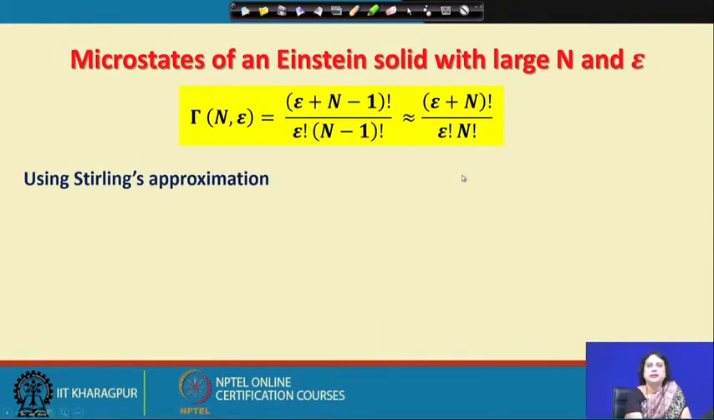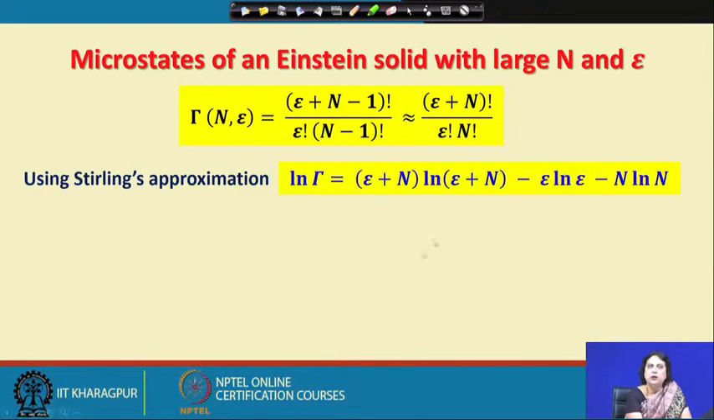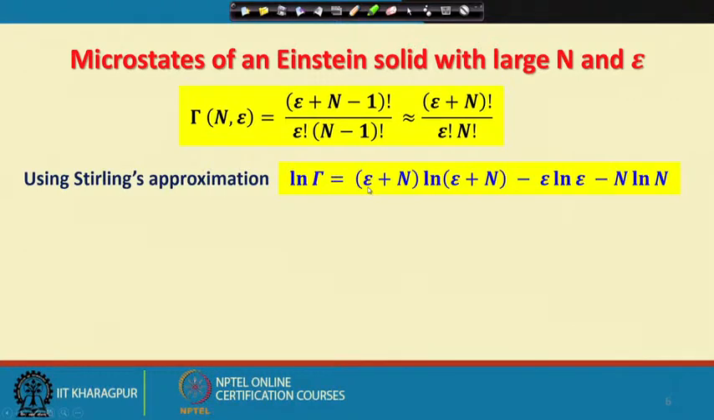Now, once we have done this, I understand that whatever number I am dealing with, these are very large numbers. So, I can use the Stirling's approximation, do a little bit of algebra, and this is what I am going to get. I have got the natural logarithm of gamma, that is the number of microscopic states possible for this Einstein solid, in terms of the large number of simple harmonic oscillators that constitute this solid, and the epsilon, the quanta of energy available to the system over and above the net zero point energy of the system.